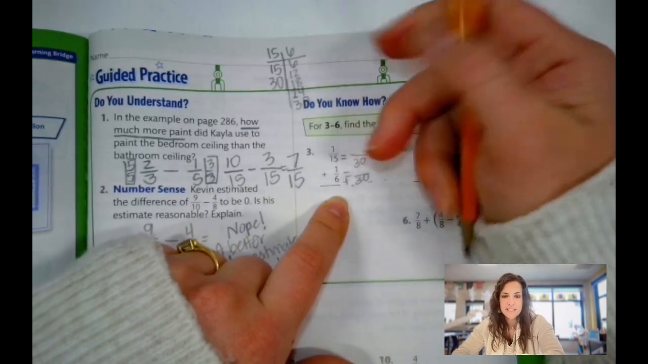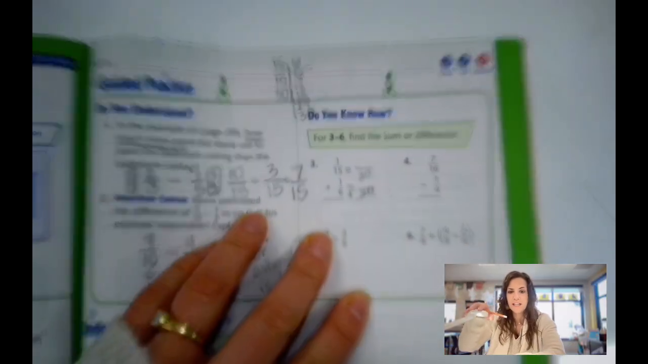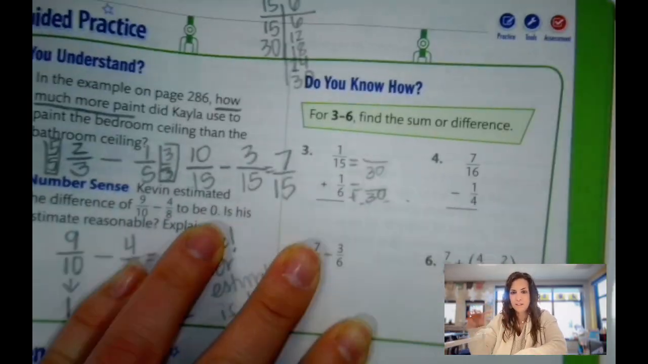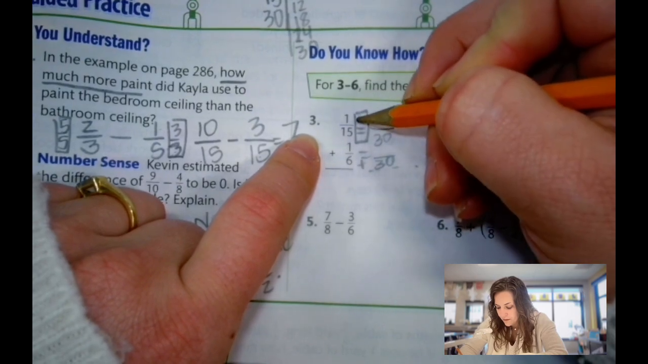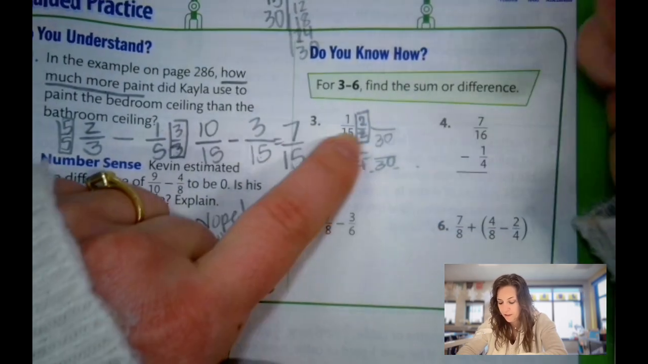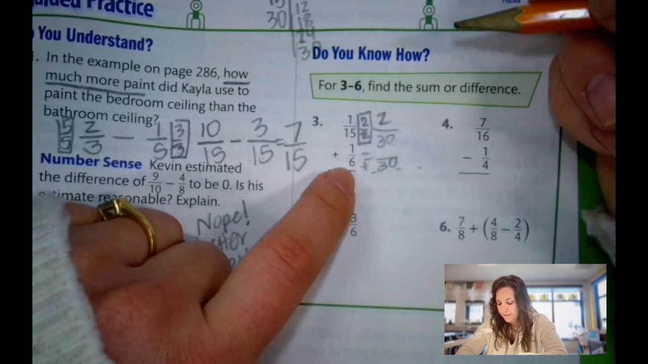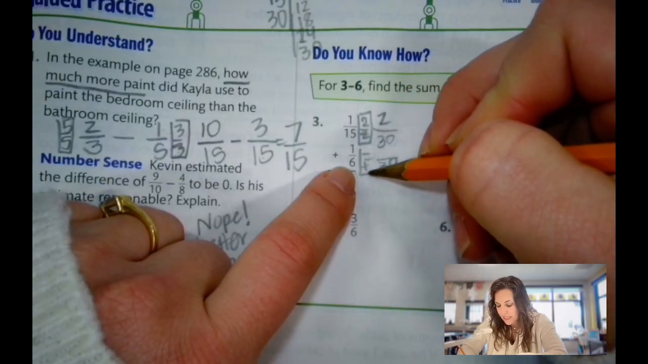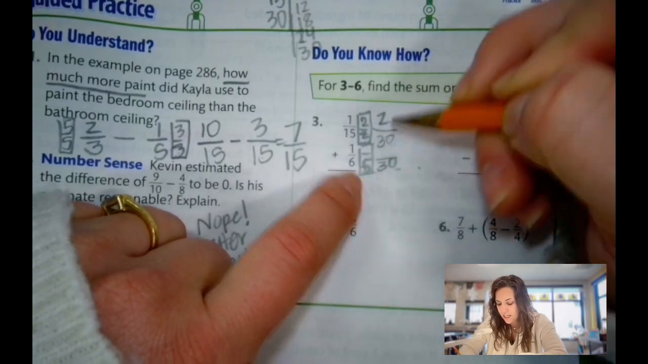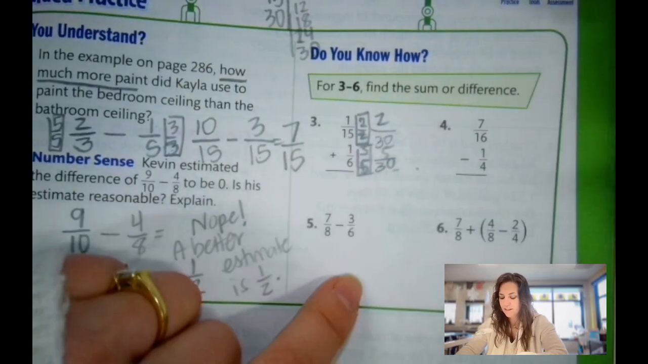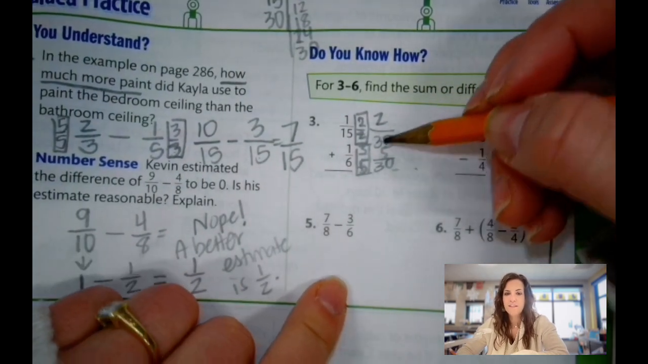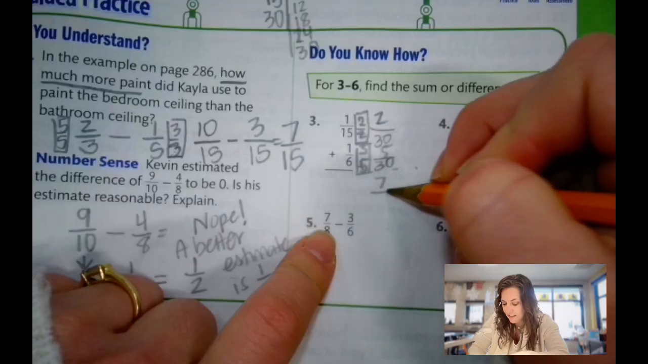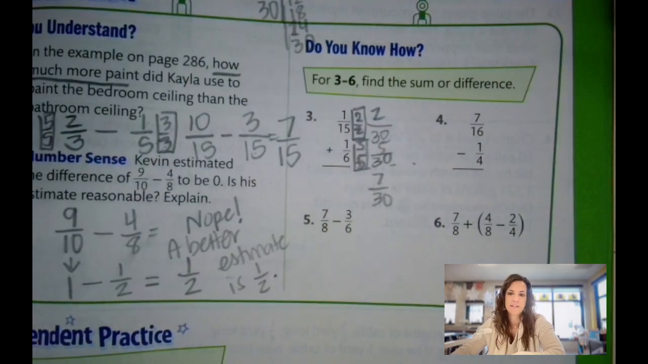And then I have to ask myself, how did I go from 15ths to 30ths? Just zoom in a little bit. 15 times 2 is 30, and 1 times 2 is 2. 6 times 5 is 30, and 1 times 5 is 5. So now I can add these. 5 30ths plus 2 30ths is 7 30ths.